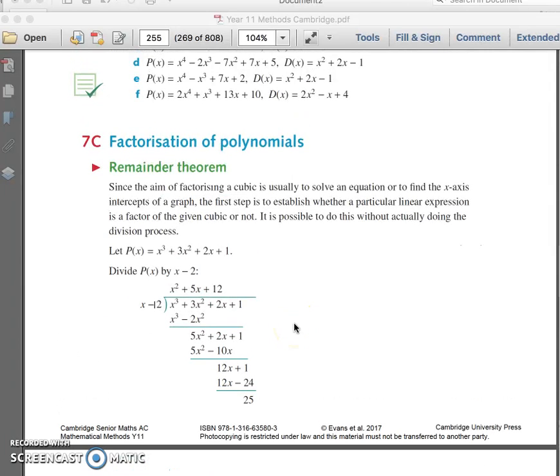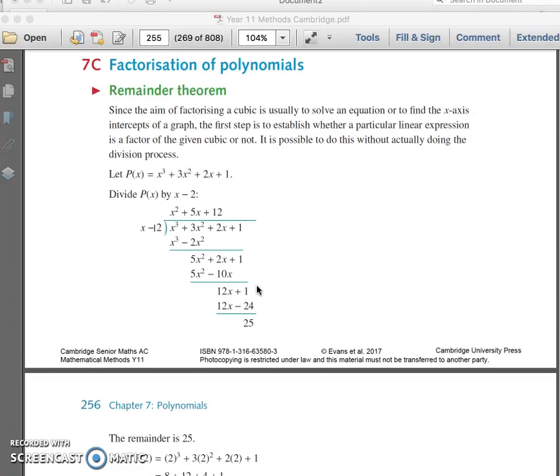Okay, this video is a rundown of 7C in case you've finished 7B. This is basically what we've been working towards in this whole chapter. The first thing that we need to learn about is a thing called the remainder theorem. The remainder theorem is going to be really useful to us.